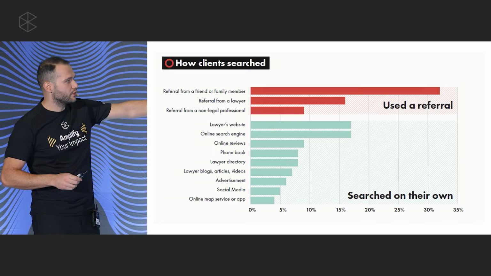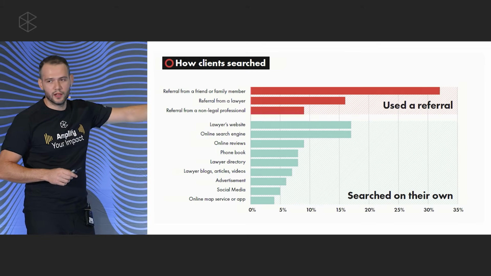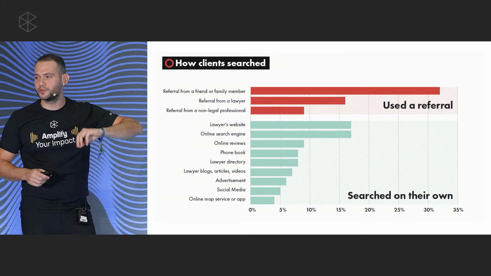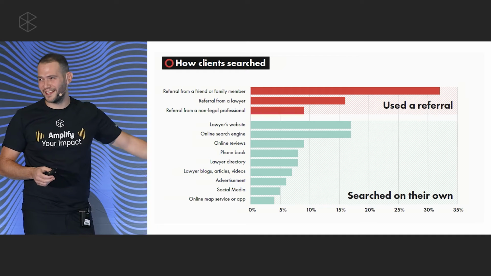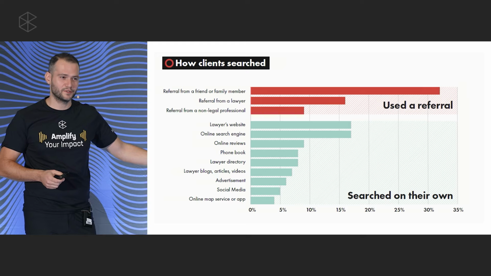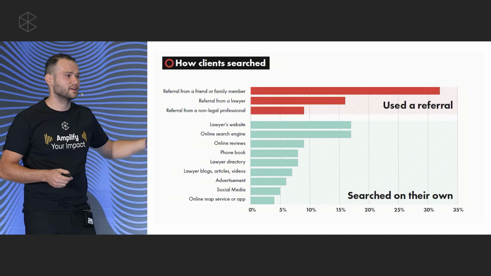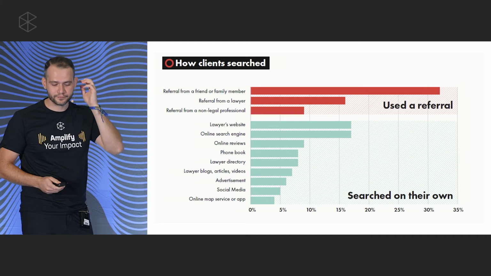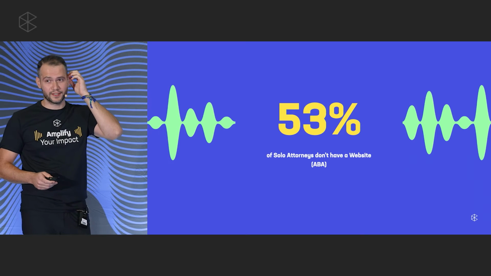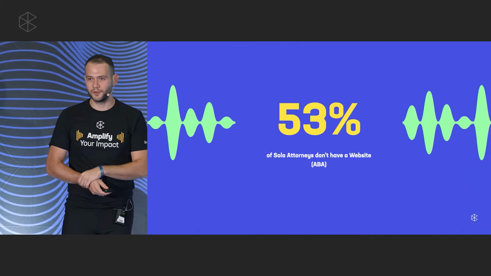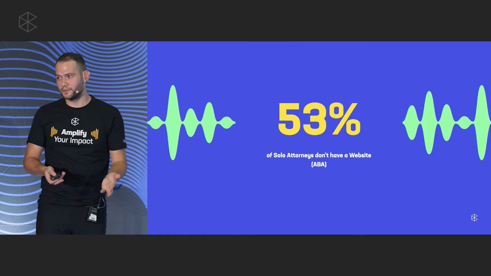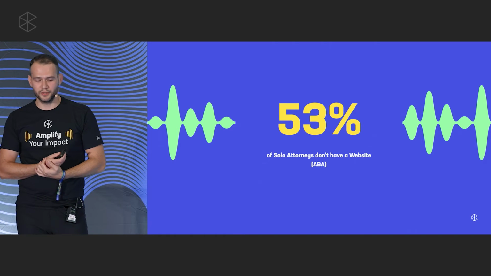When they are searching on their own, a lawyer's website, an online search engine, and online reviews are the top 3 ways. And this was 2019, and a lot of things happened since then on the digital transformation side. More and more clients are looking for social proof online. Yet, 53% of solo attorneys don't have a website, according to the American Bar Association. Probably went down, hopefully, since this report was published a few years ago.